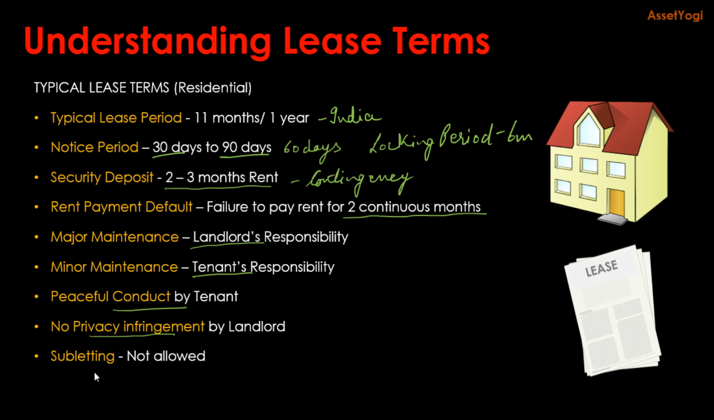Then the tenant cannot sublet the residential property. Generally in a residential contract, the tenant is not allowed to sublet without written consent from the landlord. Then he cannot operate any business in a residential property. The tenant cannot handle any business operations. So these are the standard lease terms which are part of the rent agreement between landlord and tenant.